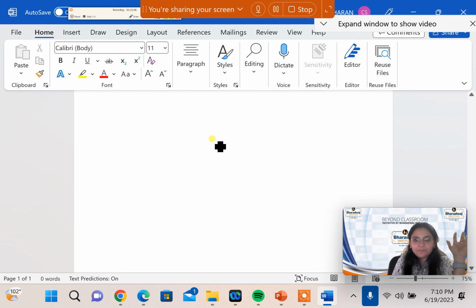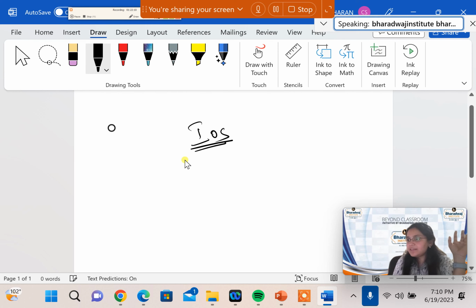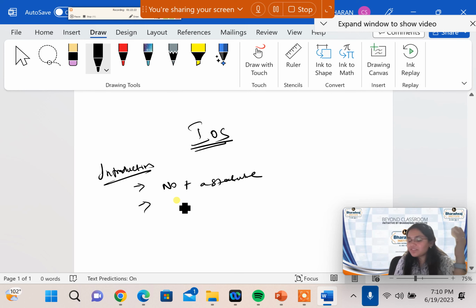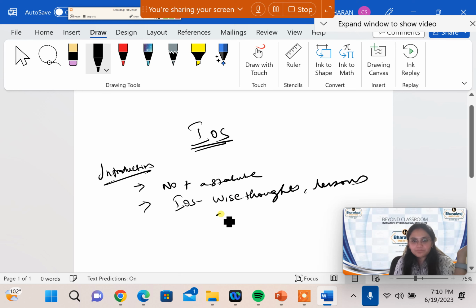The day your friend understands your note, he will stop coming to class. He will borrow your notes, take a photocopy of it, sit comfortably at home. So you should not write it in the manner your friend understands. Is that clear? If I were you, this is how I will write my introduction. IOS, Interpretation of Statutes. In that I will give my introduction. What is IOS? Not a statute. Point number 2. What is IOS basically about? IOS is wise thoughts, lessons given by judiciaries, the various court judges, judiciaries.